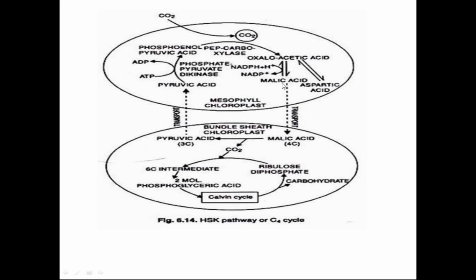Clear? What I want to say is that in photorespiration, the Rubisco enzyme has both the properties of binding with CO2 as well as binding with oxygen. In any condition, when the concentration of CO2 is very low and the concentration of oxygen is very high, at that time this Rubisco enzyme binds with the oxygen molecule.